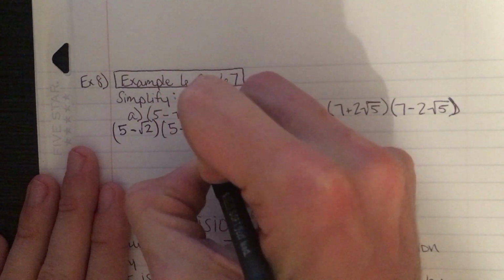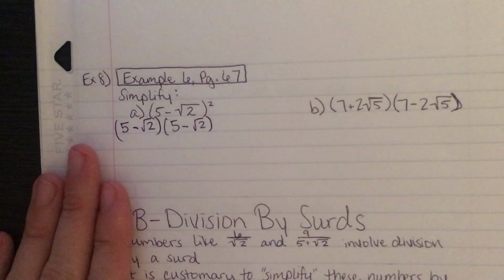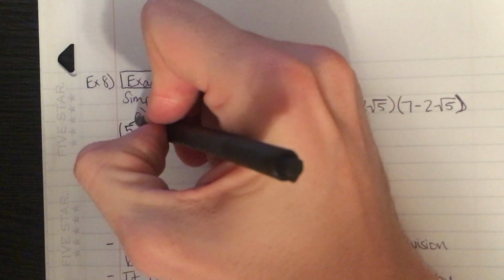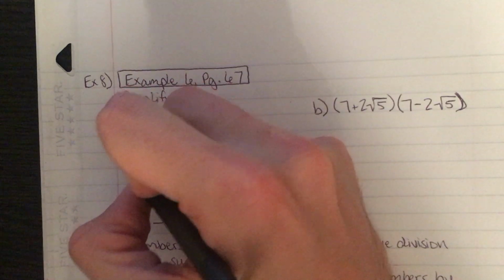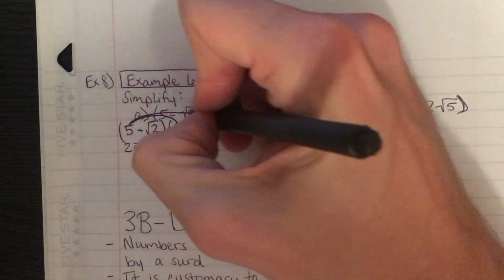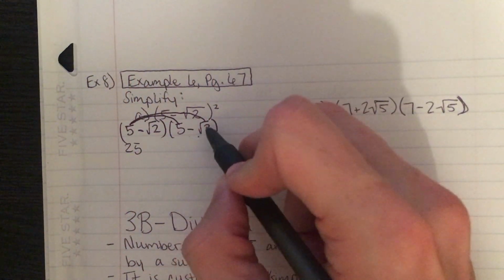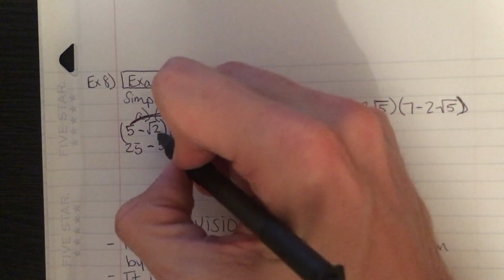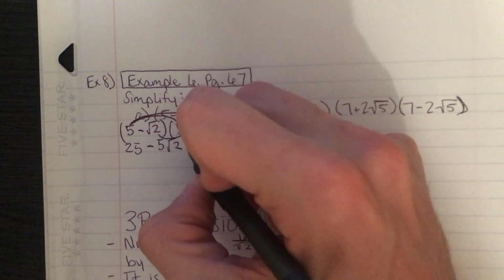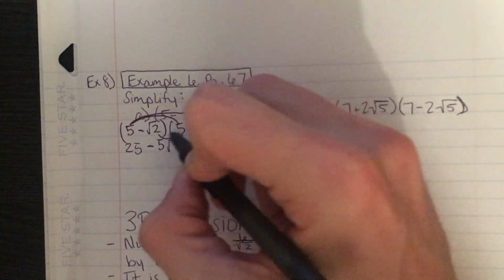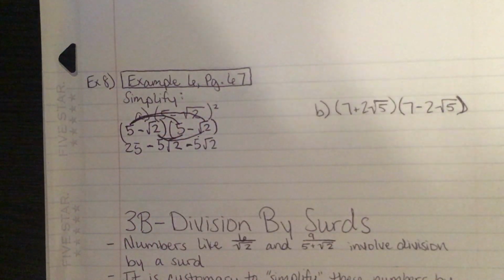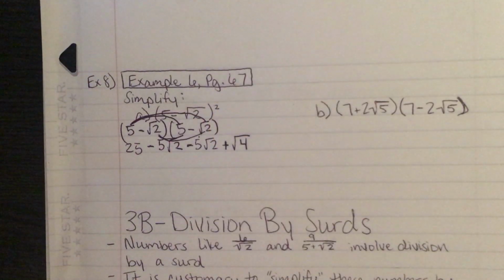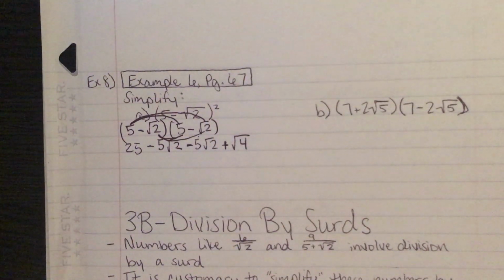If you want to pause me and be like, all right, Mr. Price, I'm pretty sure I get what's going on here. Be my guest. So if we do 5 times 5 there, I'm going to get 25. 5 times the negative square root of 2 is going to be minus 5 square root of 2. Negative square root of 2 times 5 is going to be minus 5 square root of 2. And then negative square root of 2 times negative square root of 2 is going to be positive square root of 4, just multiplying those surds together.